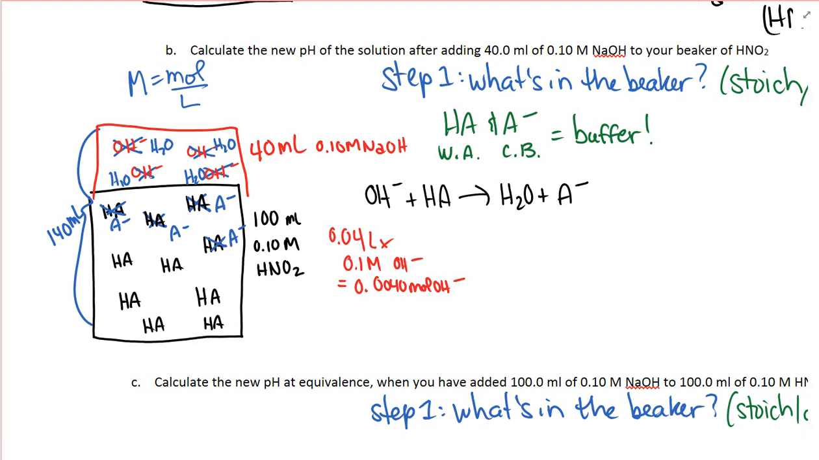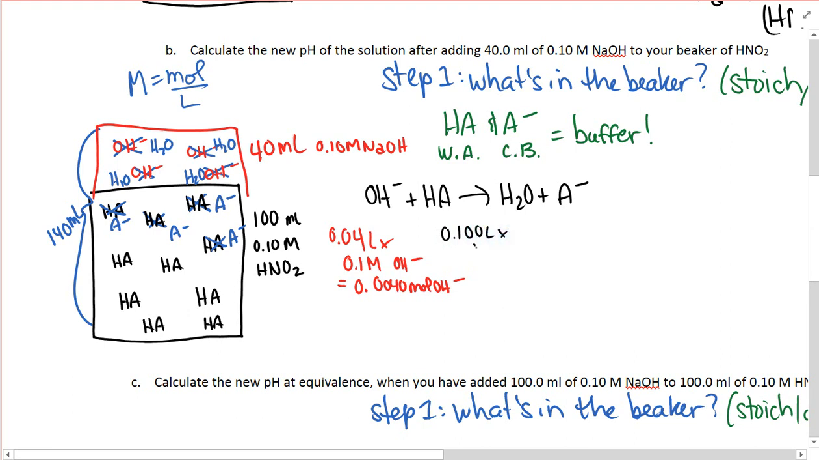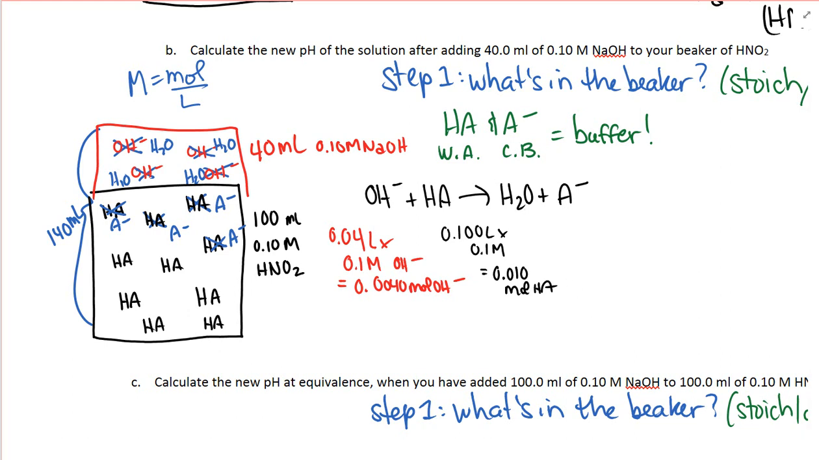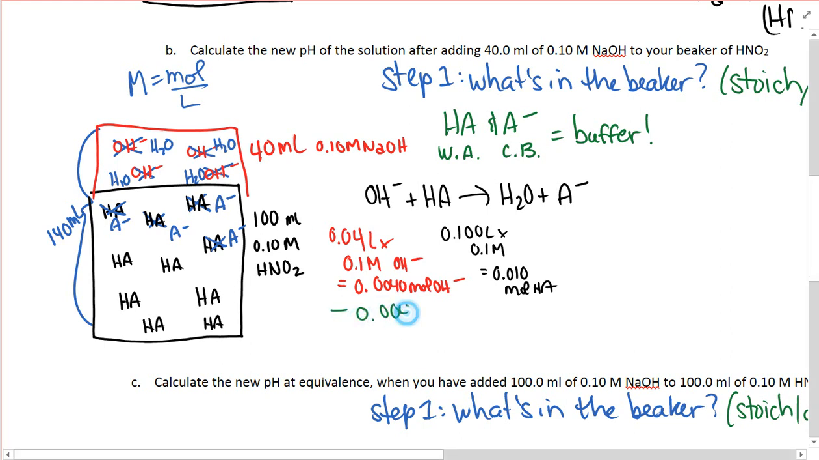Okay, now let's look at our HA. We had 0.1 liters of 0.1 molar. So we had 0.010 moles of HA. I represent that over here by drawing 10 HA molecules. And what happens, every OH that you add uses up an HA and turns it into A minus. So I'm going to use a different color to represent that change. So we saw in this picture, all of my hydroxides get used up. And every hydroxide that gets used up uses it up by reacting with an HA.